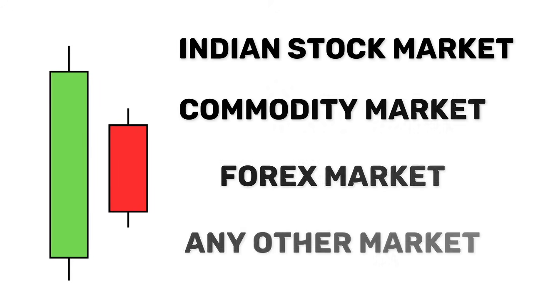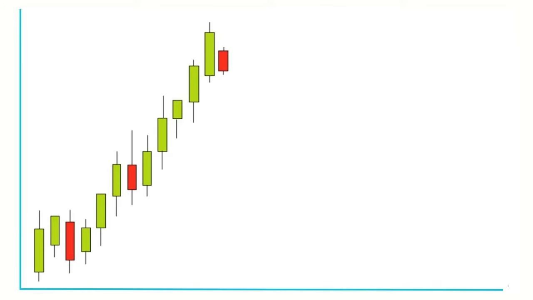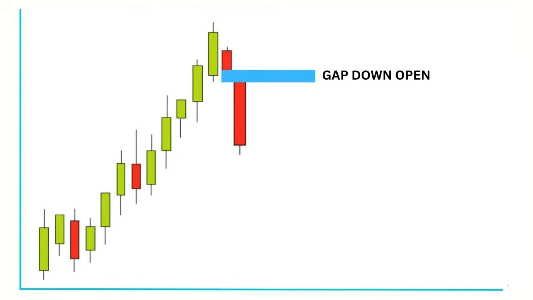The bearish harami candlestick pattern is very easily found in all types of market. Whether you trade in the Indian stock market, the commodity market, the forex market, or any other market, it is one of the most common candlestick patterns found in all types of market. Often, the day after this candlestick pattern is formed on the chart, the price opens with a good decline, or one could say with a gap down. When this happens, it becomes a complete confirmation for you to sell.